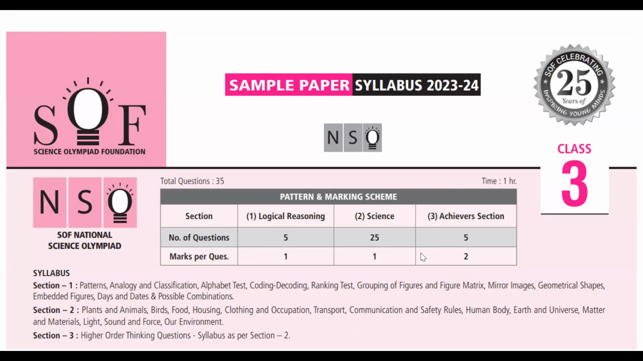There would be 1 hour for us to complete. Total number of questions will be 35. And the sections are logical, science, and achiever. You already know. Number of questions in logical reasoning will be 5, for which you will be awarded 1 mark each. In the second part, there are 25 questions, for which again you have 1 mark. For the achiever section, you have 5 questions, for which there will be 2 marks each. Okay.